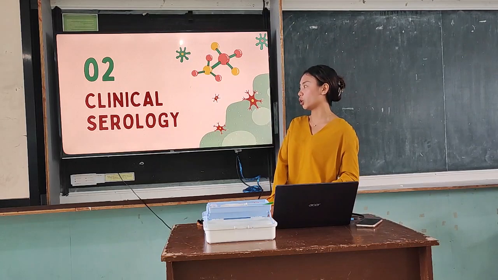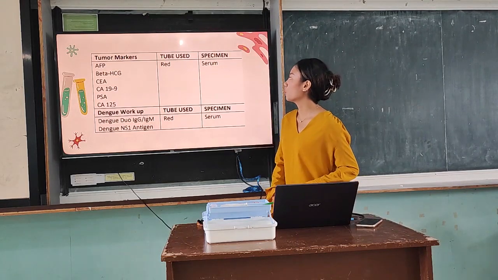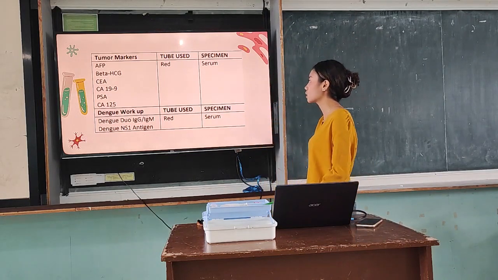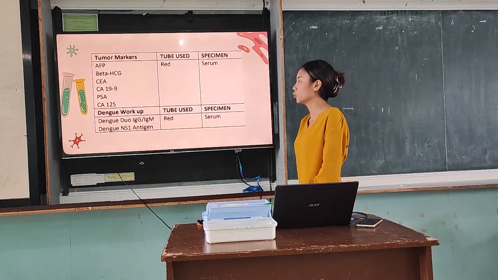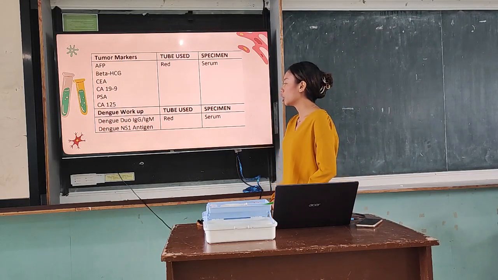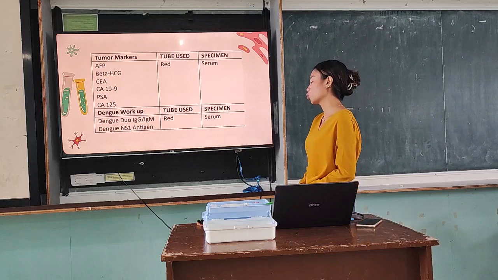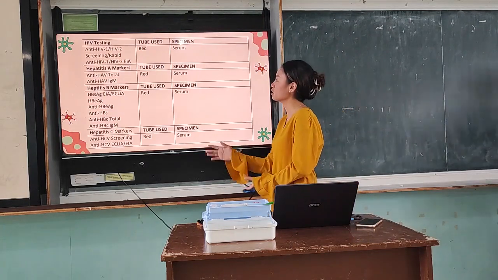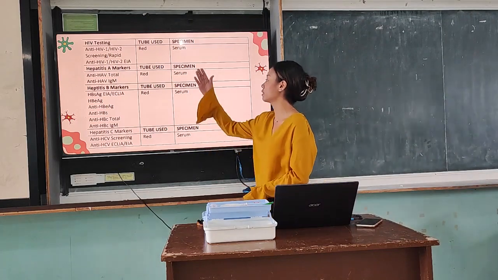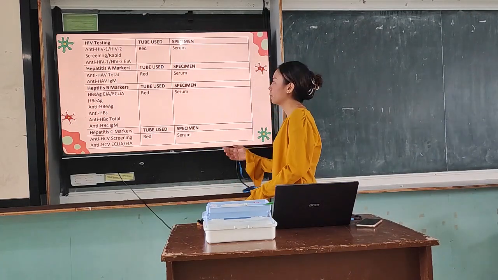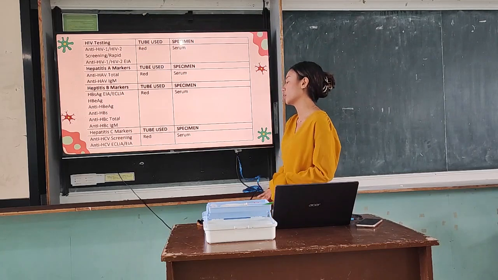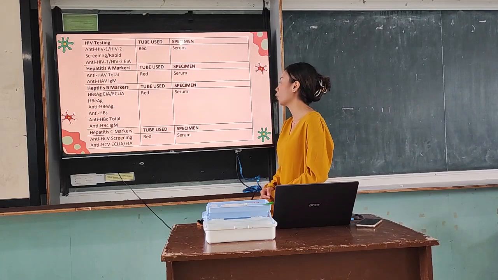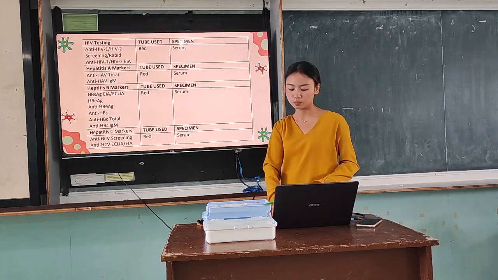Next is the clinical serology. Tumor markers, we have here the different types of tests for tumor markers. Tube used is red, specimen is serum. For the dengue workup, again, yung ginagamit natin is red, specimen serum. As you can see here, if you observe, sa HIV testing natin, hepatitis A, hepatitis B markers, hepatitis C markers, isa lang yung ginagamit natin tube, and that is red. And our specimen, pare-pareho serum.